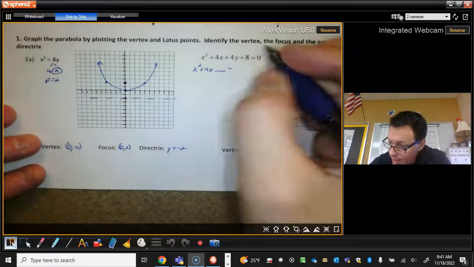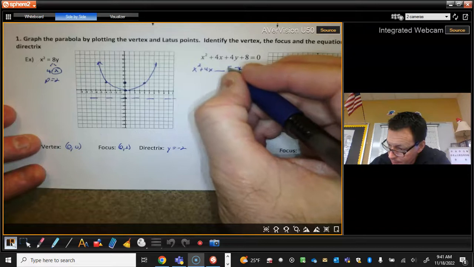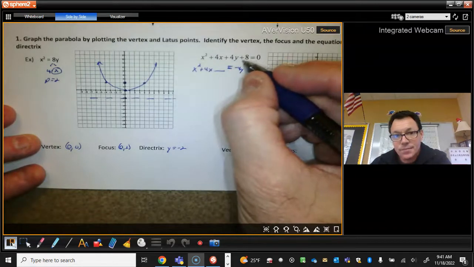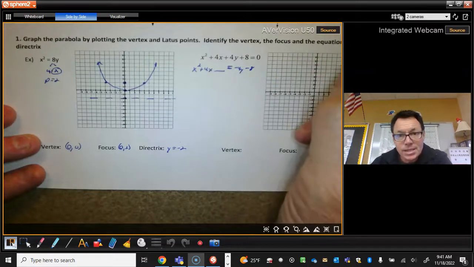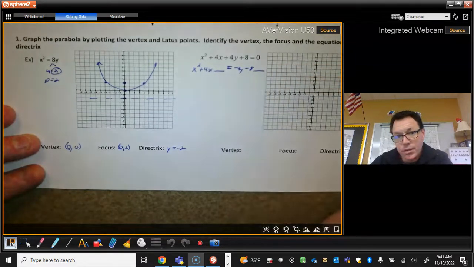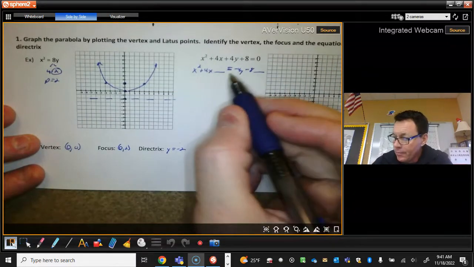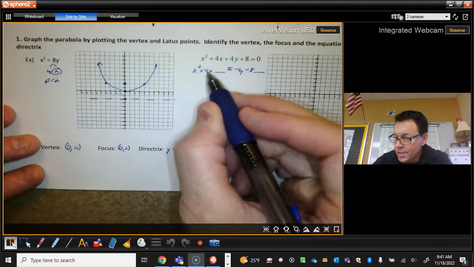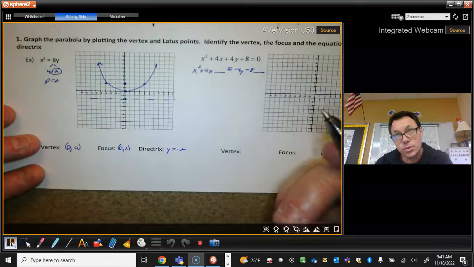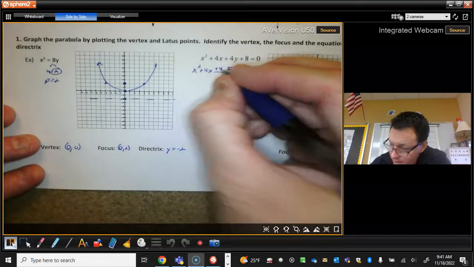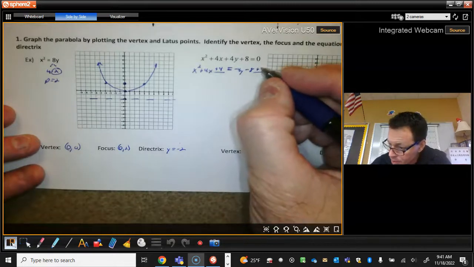The 4y needs to come over here and become negative 4y. That's the equal sign. The 8 needs to come over here and become a negative 8. And then one last thing. I'm also going to put a blank over here so I don't forget to balance when I complete the square. Okay? Now, what's our magic number? It's always half of this and then squared. So half of 4 is 2. 2 squared is 4. So that is now a perfect square on the left. I also need to put a plus 4 on the right.